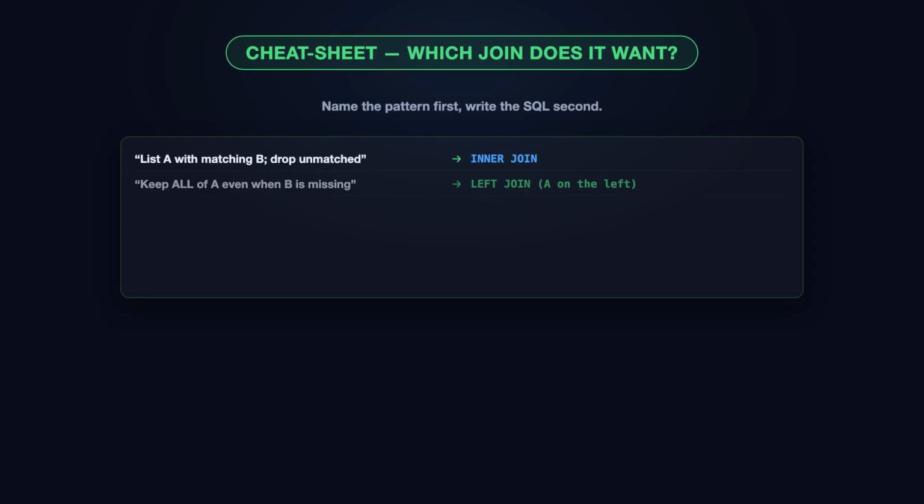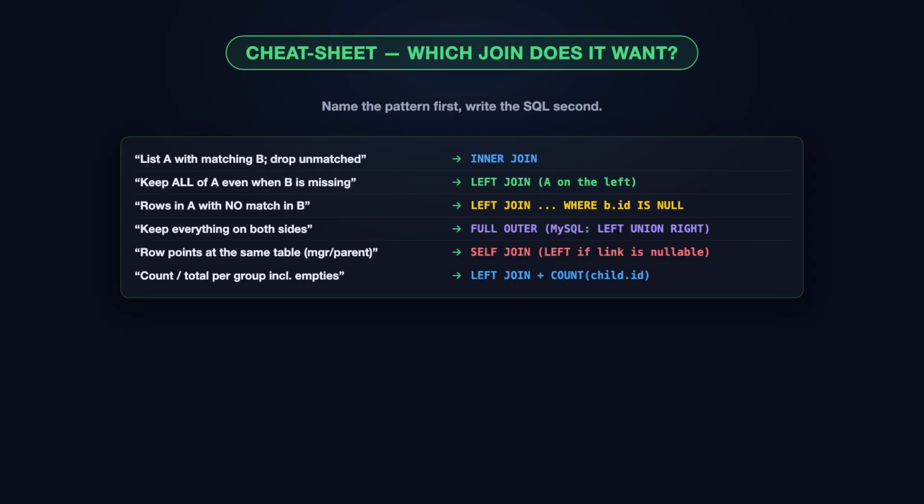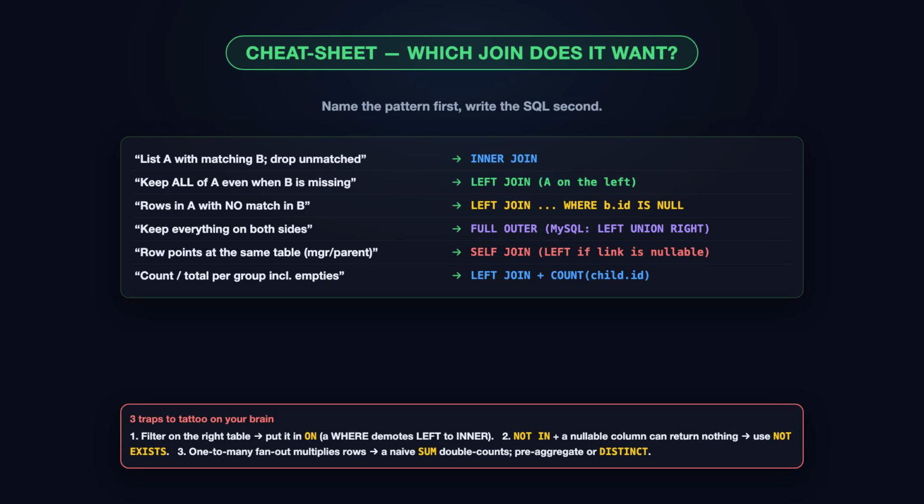The cheat sheet, how to recognize which join a question wants, before you write a single line. Read the requirement, then map it. If the question says list A with its matching B and drop anything unmatched, that's a plain inner join. If it says keep all of A even when B is missing, that's a left join, with A on the left.